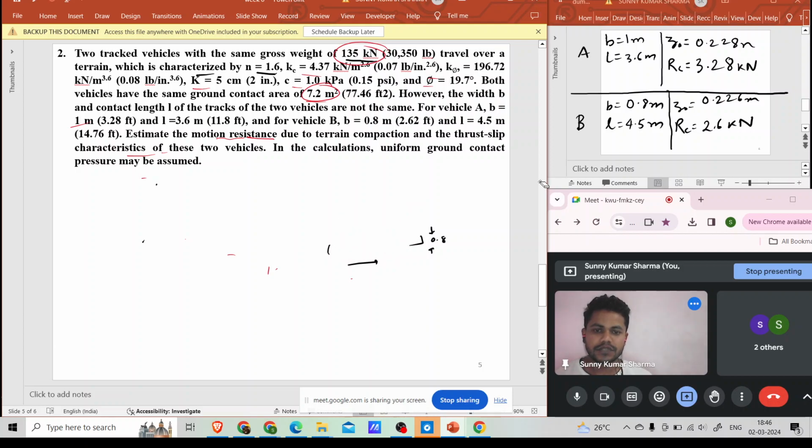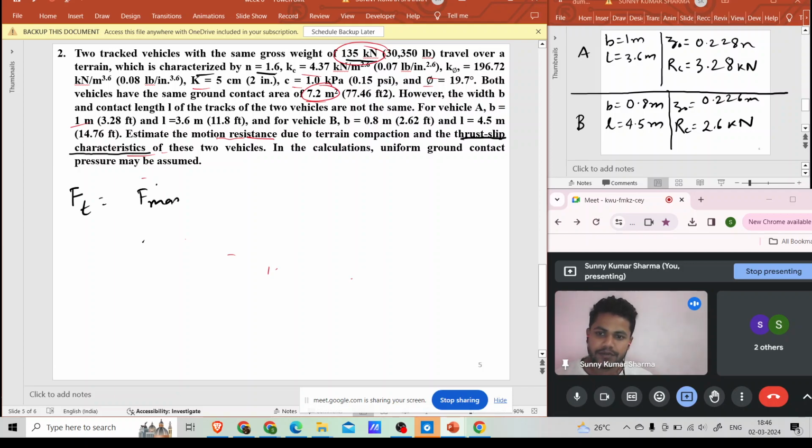Now we will calculate the overall thrust. We have to estimate the thrust slip characteristics. You know how to do this, how to make this figure, the thrust slip relation. For each slip you have to calculate the thrust. And what is the formula for thrust? Do you remember?